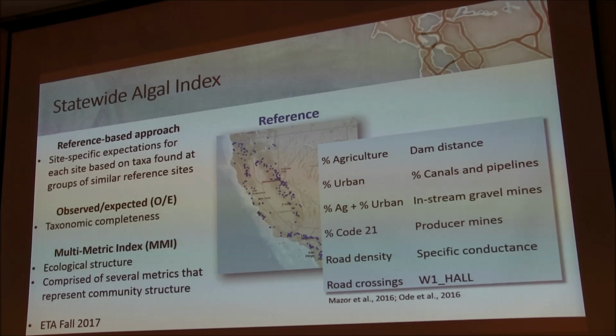We are currently working on screening a number of sites to be included as our reference locations, and the screening criteria that we're using are listed over here. If they look familiar, it's again because it's the same screening criteria that they used for developing the California Stream Condition Index. So we're working hard at getting all of this together, and we expect it to be rolling out in fall of 2017, so be on the lookout for that.